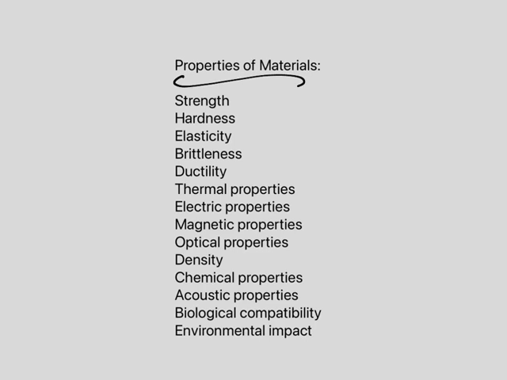Biological compatibility. This is important in medicine, and it means whether a material is safe inside our body or not. Environmental impact. Some materials are good for the environment, like recycling paper, while others can be harmful, like plastic waste in the ocean. All these properties help us decide which material to use for different things like building houses, making gadgets, or even choosing clothes. It's like picking the right tool for the job.